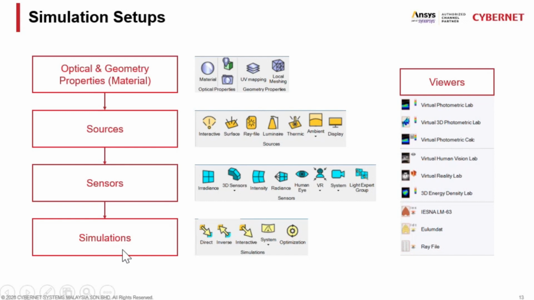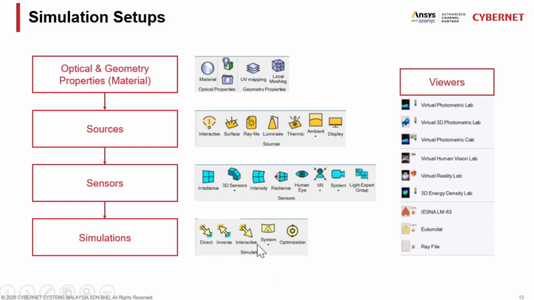And the last one will be the simulation. For the simulation part, we can use direct, inverse, or system and interactive. Most of the time we use the direct, and for some sensors we can use the inverse. The difference is that direct goes from the source to the sensor, but for inverse simulation, the tracking of the light ray goes from the sensor to the sources. The inverse is only supported for radiance and human eye sensors, but for the direct simulation, all the sensors are available.